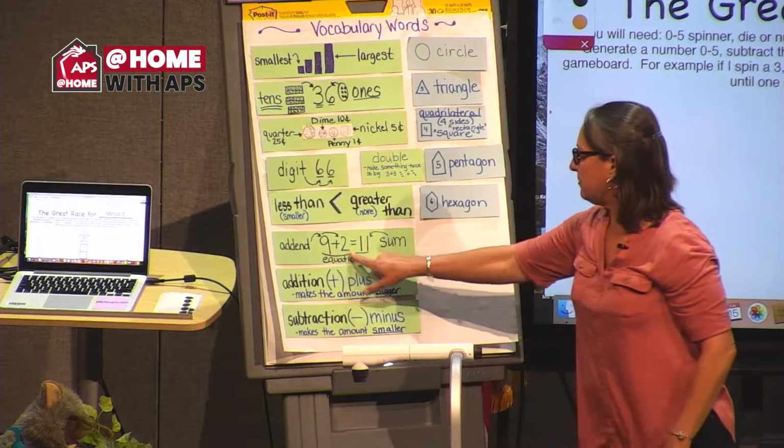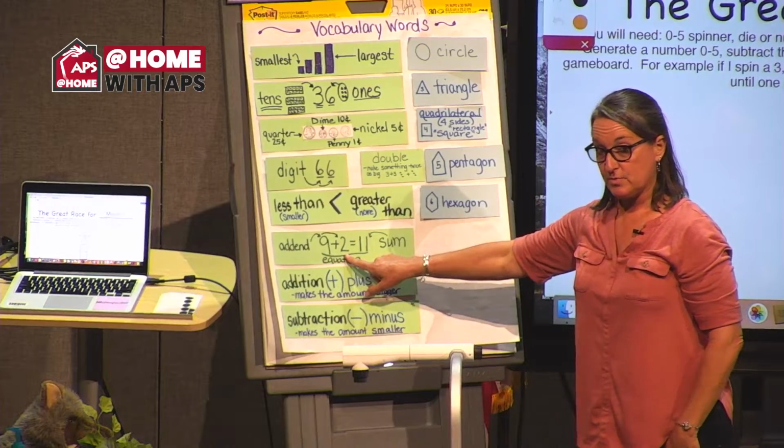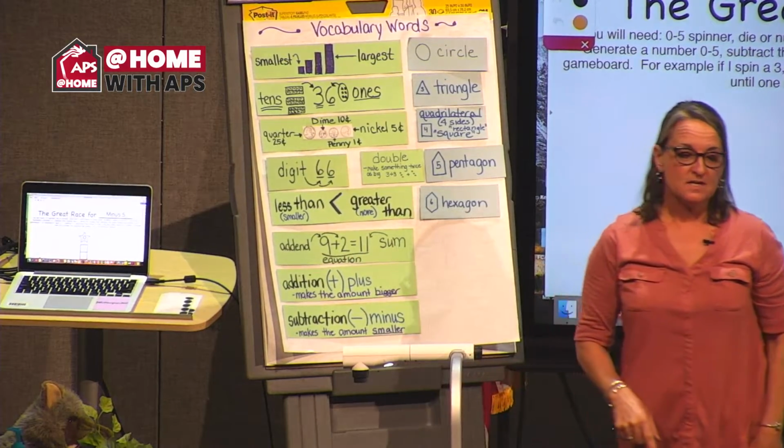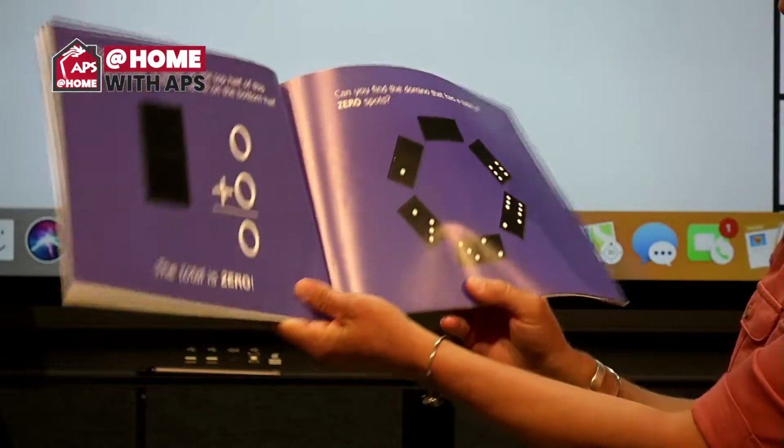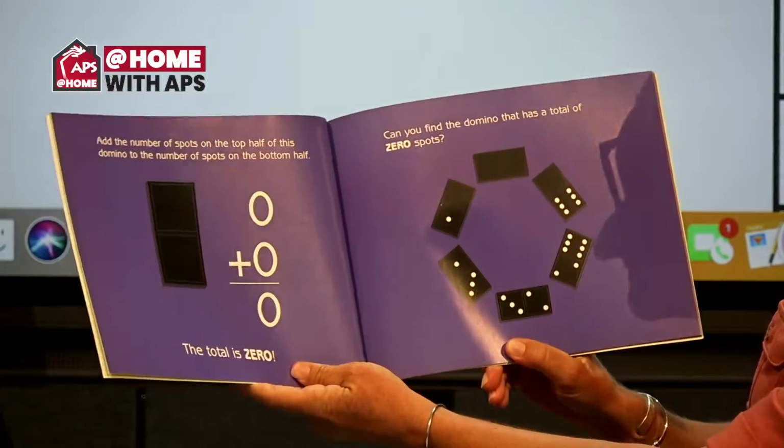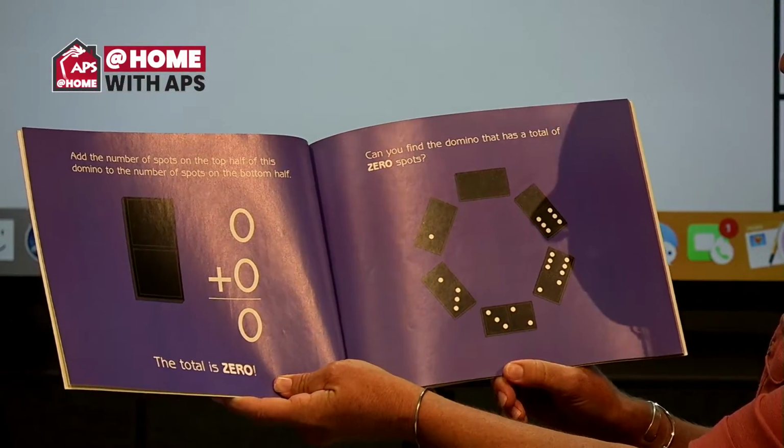So addends are the two numbers we put together when we add to get a sum. So the dots on dominoes are kind of like our addends shown in dots. And we can find the total, and that's our sum. So let's look at some ways to make numbers on the dominoes.